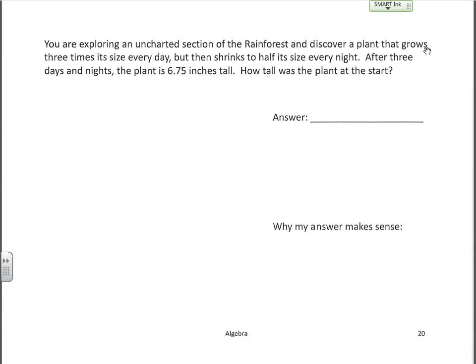Okay, so you know that it ends at 6.75 inches. And to get there, right, it says after 3 days and nights. So before this, it would have been a night, right? To get to 6.75, it shrinks to half its size. So we're actually going to want to double 6.75, which is 13.5, to say that the night before, it was 13.5 inches. Because when it shrank to half its size, it ended up at 6.75 inches.